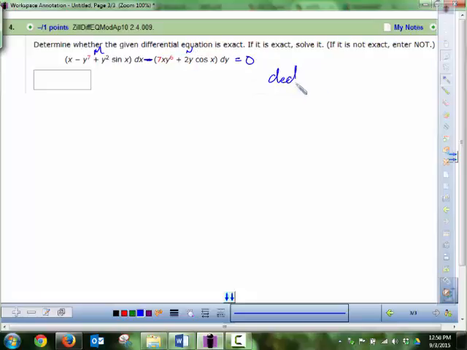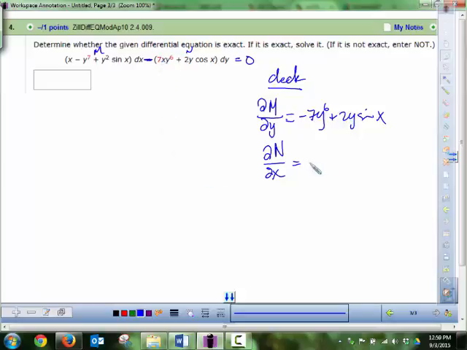So check to see if it's exact. We'll take M and take the derivative of that with respect to y. It's 0, that's a minus 7y. Since sine x is constant, so 2y sine x. All right? I hope the second one is the same after I take the derivative of N with respect to x. Let's see, with respect to x, that's 7y. What? Oh, yeah, there was a 6 here. It disappeared.